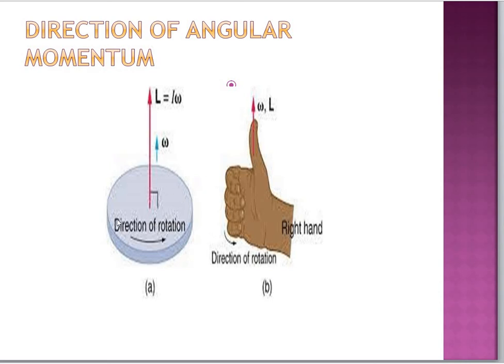So this is the plane of rotation. So we know that this is the direction of angular momentum. This angular momentum and the plane of rotation, or the plane where the particle is moving, are always perpendicular. Okay.